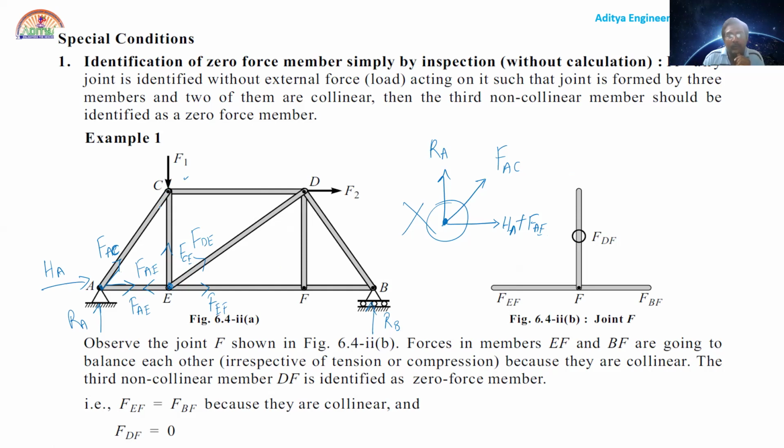You are saying 1, 2, 3, 4. 1, 2, 3, and 4. Not applicable. At D, you see 1, 2, 3, 4, 5 forces. Not applicable. Now you go for the joint F.